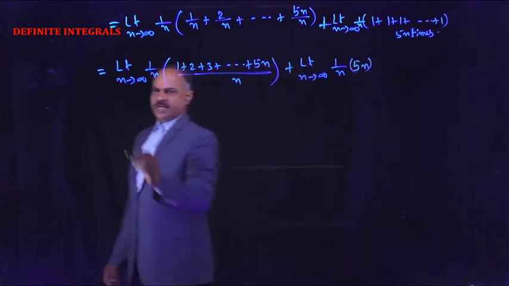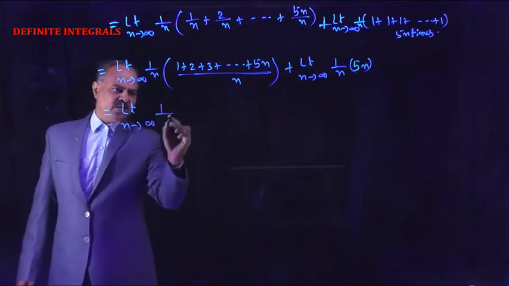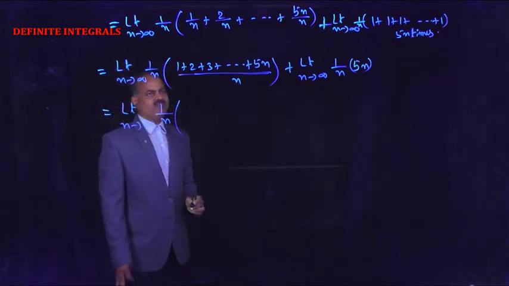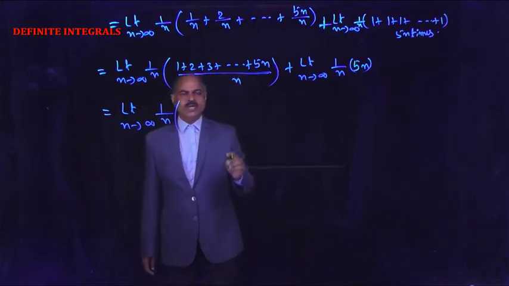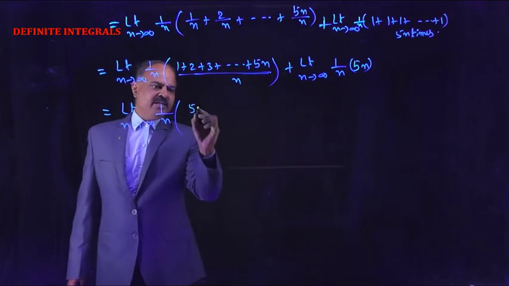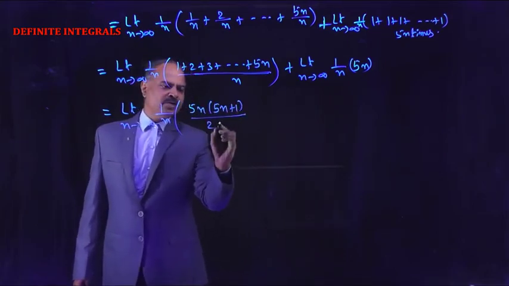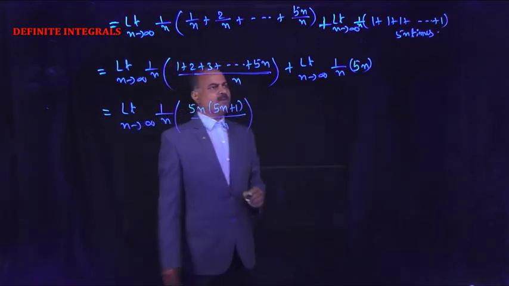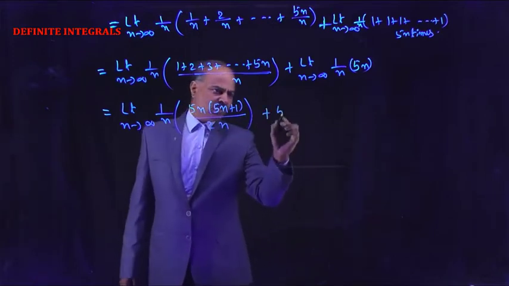Now here that is equal to limit n tends to infinity 1 by n into (1 plus 2 plus 3 and so on up to 5n). We know that 1 plus 2 plus 3 and so on up to n is equal to n into (n plus 1) by 2. Here, 5n into (5n plus 1) by 2, into n. So next, limit n tends to infinity 1 by n into 5n. So n gets cancelled, that is equal to 5.